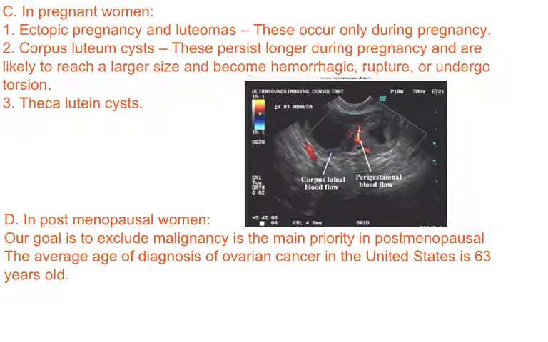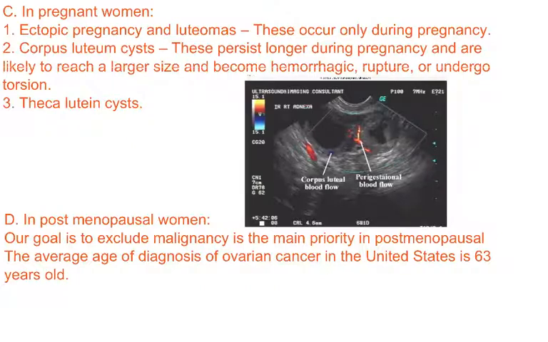In pregnant women, we need to look for ectopic pregnancies and luteomas. We also need to look for corpus luteum cysts. It is important because those persist longer during pregnancy, and they can reach a big size and become hemorrhagic. They can rupture, and that rupture is usually very painful. Or they can go to torsion, and that's very painful too.